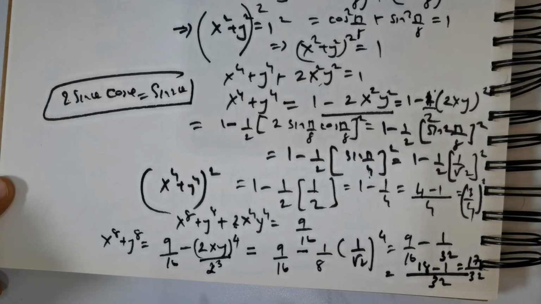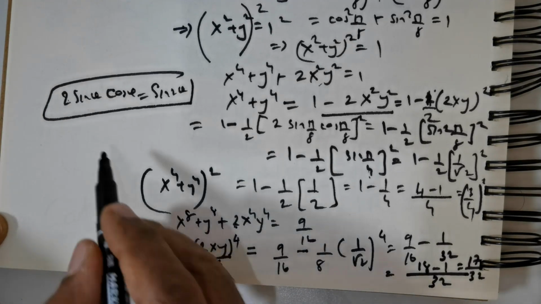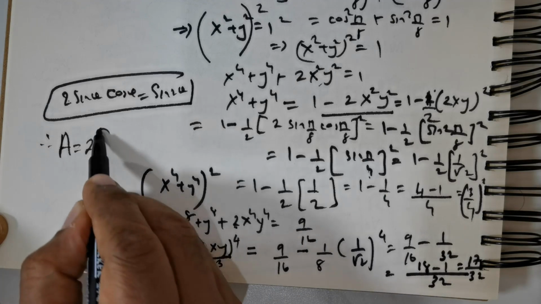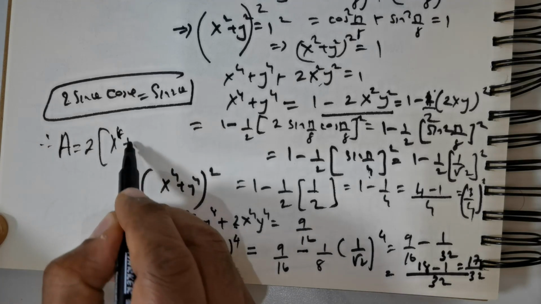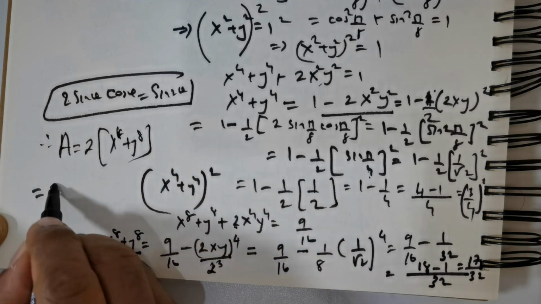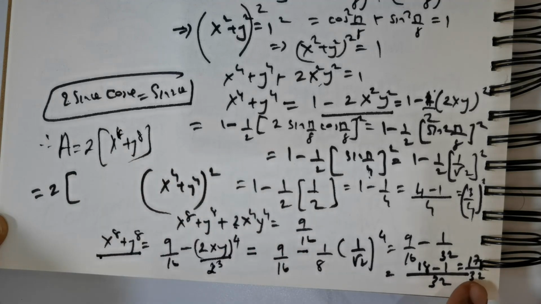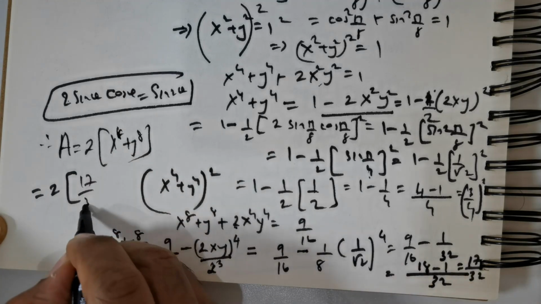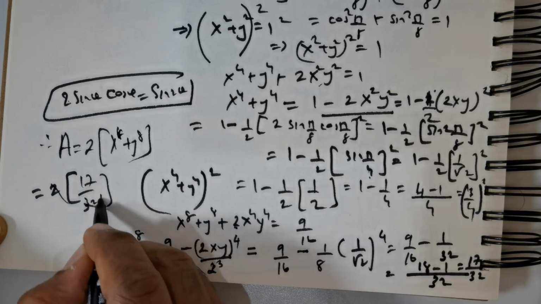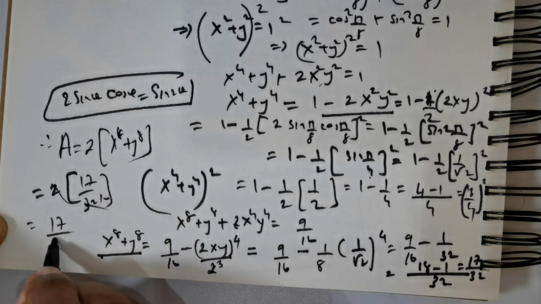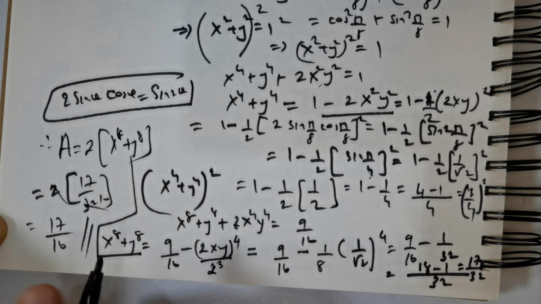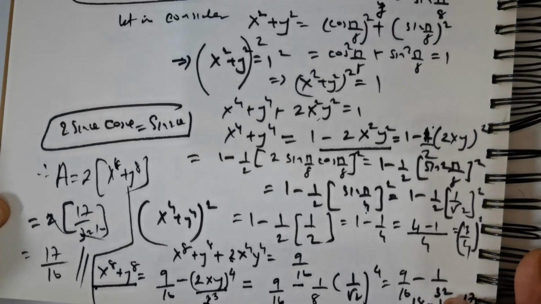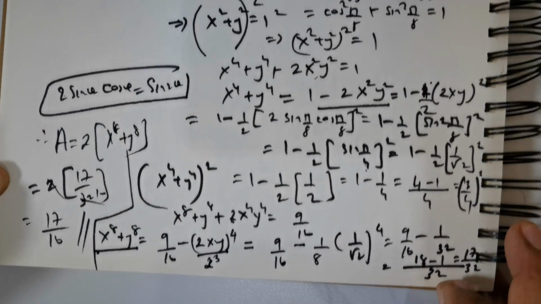I hope you are watching this. But this is x power 8 plus y power 8. So therefore my a is nothing but 2 times x power 8 plus y power 8, which is nothing but 2 times, take this value from here, 17 over 32. 2 divides into 32, 16 times. So the solution is 17 over 16. So this is the value for this beautiful question. This is really a beautiful question.